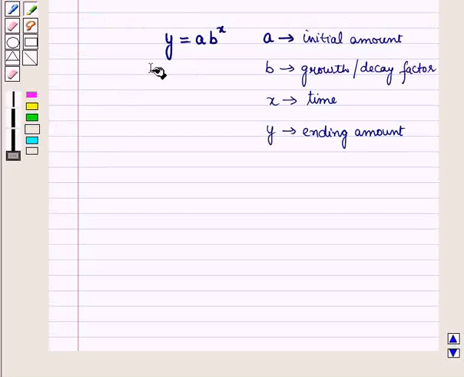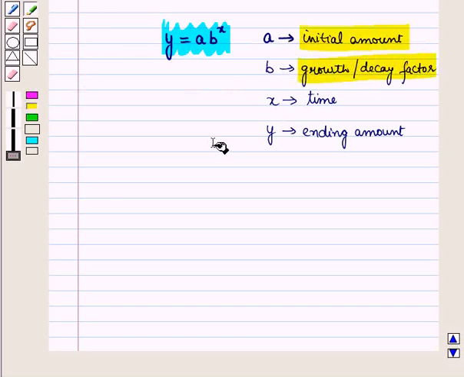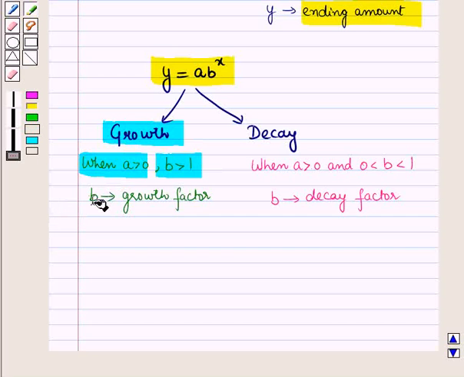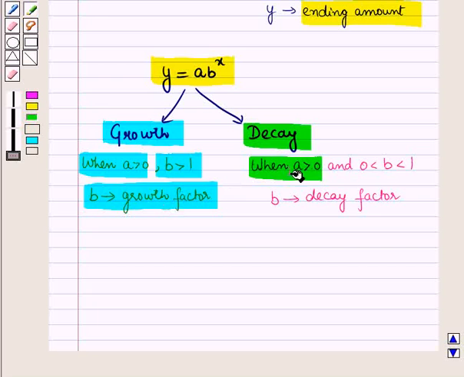Now let us see how to construct the exponential function from a description. Now we know that an exponential function is of the form y is equal to a into b raised to power x, where a is the initial amount, b is the growth or decay factor, x is time, and y is the ending amount. Now this equation represents exponential growth when a is greater than 0 and b is greater than 1, and here b is called the growth factor, and this equation represents exponential decay when a is greater than 0 and b lies between 0 and 1, and here b is called the decay factor.